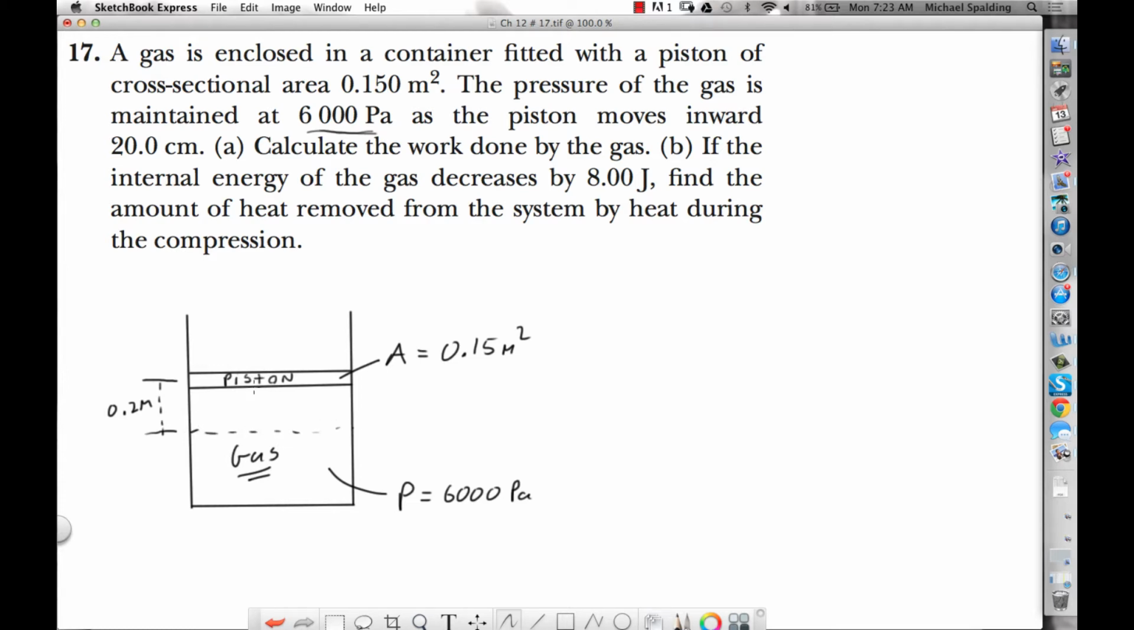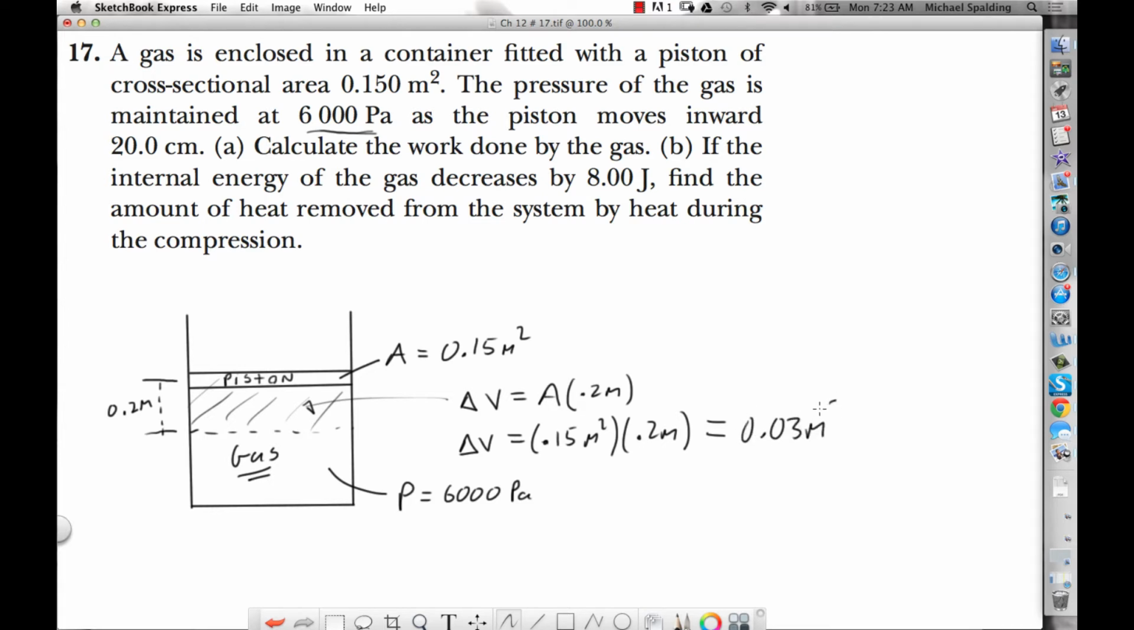Yeah. The gas changes volume. The change of volume is that shaded area. So the change of volume, we take the area of the piston and multiply by the 0.2 meters, how far the piston moved. So the change in volume, we're going to go 0.15 meters squared times 0.2 meters, and that is 0.03 cubic meters, okay?